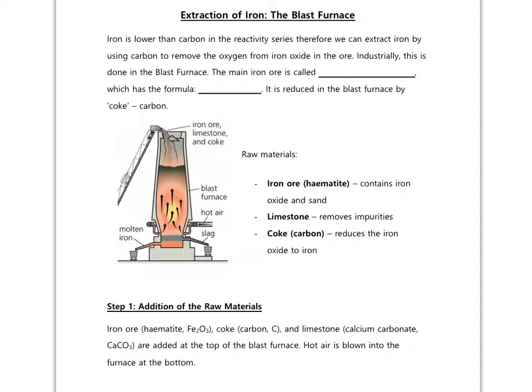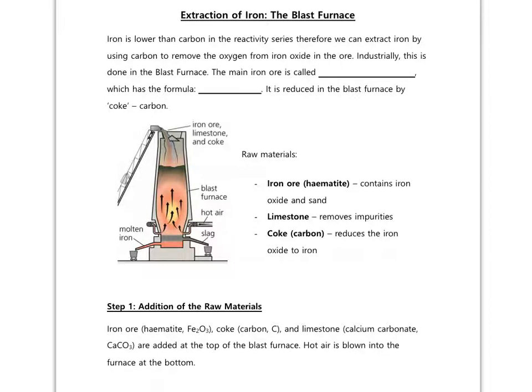So we're going to look at the extraction of iron, and industrially this happens in the blast furnace. It's really important that you know the reactions that happen in the blast furnace in good detail, and this can be part of longer questions in the exam. We have looked at these reactions already earlier in this topic when we looked at reduction, oxidation and redox, but we're going to look at the specific reactions and the individual steps in a little bit more detail at this stage.